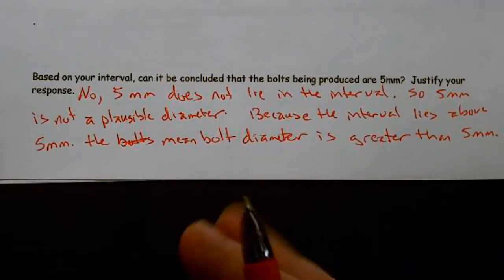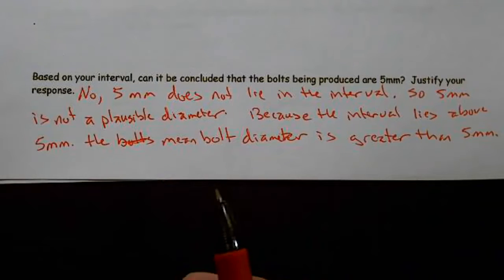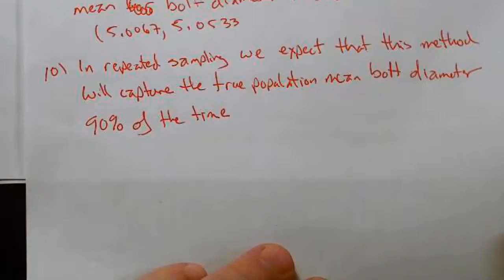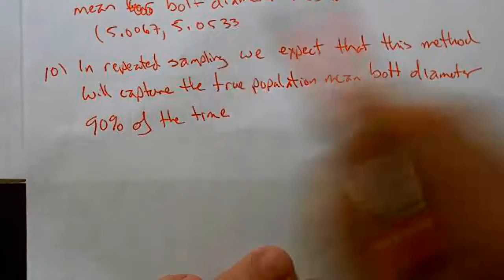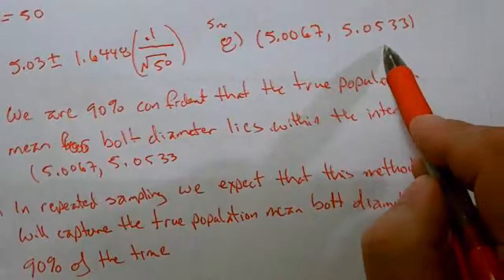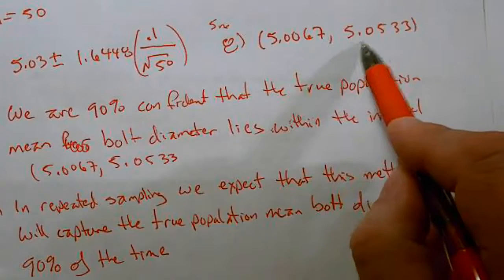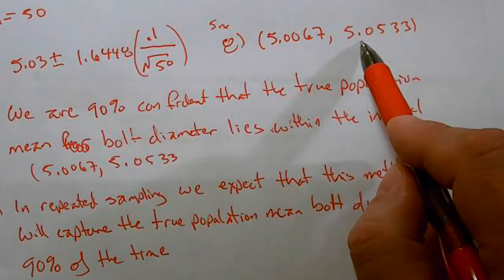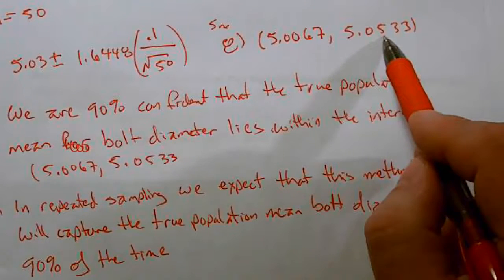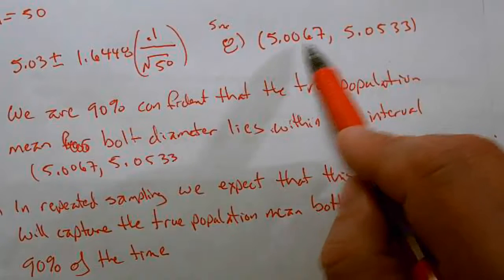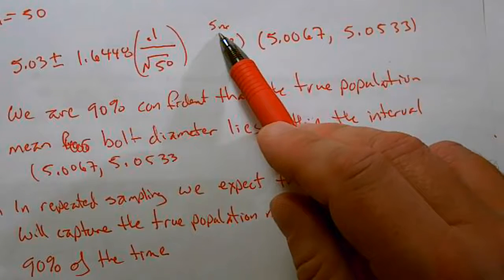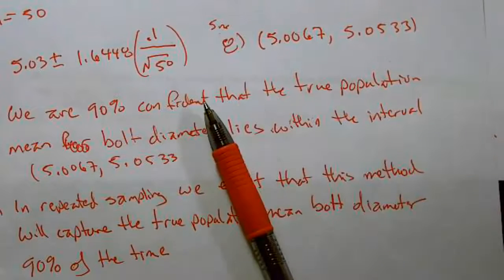Now, if it contained it, then we could say that 5 millimeters is possible. As it is, here's my interval. The smallest plausible answer is 5.0067, and the largest plausible answer that the bolts could be is 5.0533. So nothing larger than this and nothing smaller than that. So 5 millimeters is smaller, so we're not producing 5 millimeter bolts.